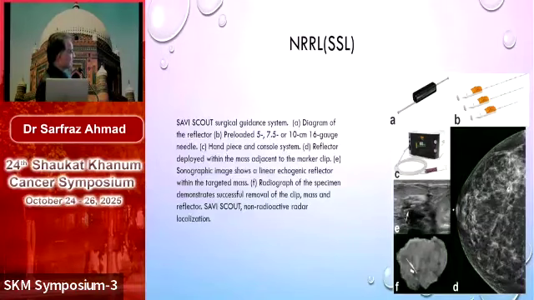So this is the Savvy Scout, and in the center is the body. It is called the reflector, and then we have two antennae on either side, and it comes in different lengths. Preloaded needle, 5 centimeters, 7.5 or 10 centimeters, 16 gauge needle. This is the handpiece and console system. And this is how it looks on ultrasound. It's quite echogenic and can be seen easily under ultrasound. And this is a post-deployment check mammogram, and you can see this reflector, and this is the surgical specimen.